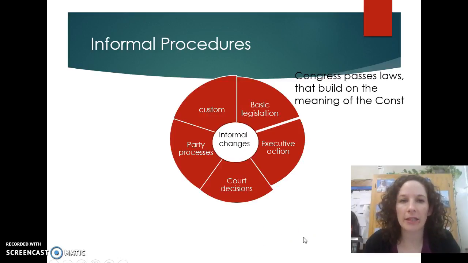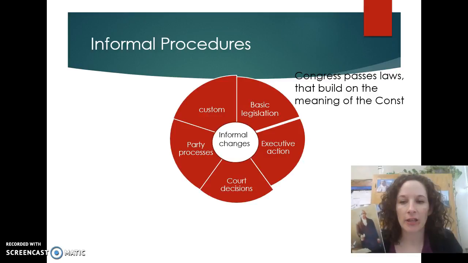So when we say basic legislation, what we mean is that Congress can pass a law that builds on the meaning of the Constitution. Specifically, Congress has a list of powers in Article 1, Section 8. It's a list of things Congress can do, like Congress can tax, Congress can regulate interstate commerce. And Congress makes laws so that it can do those things.